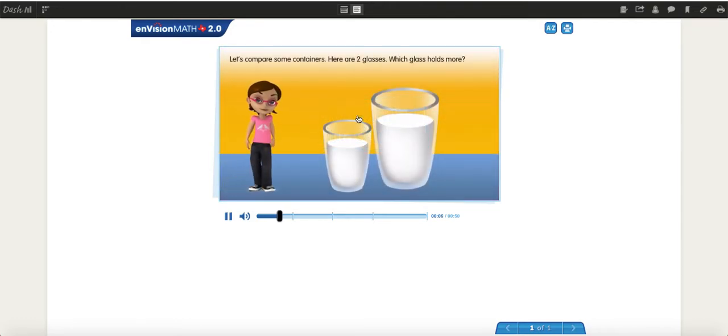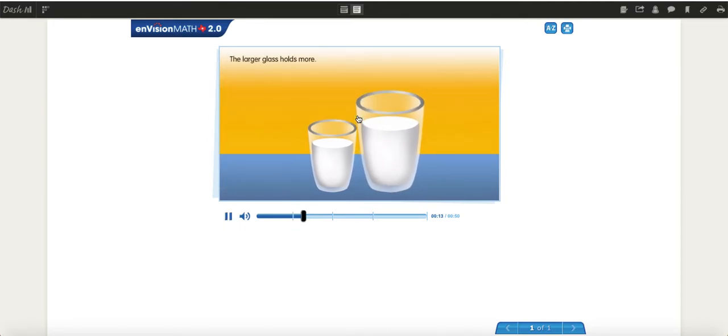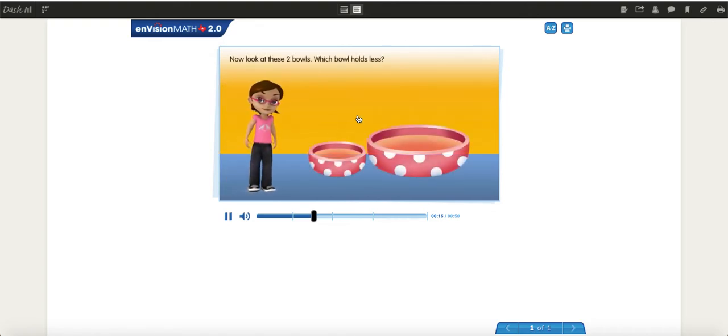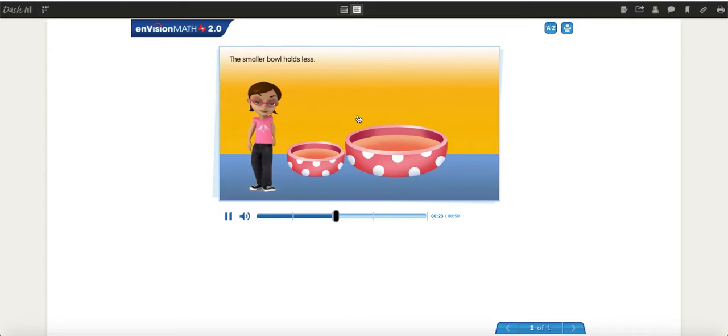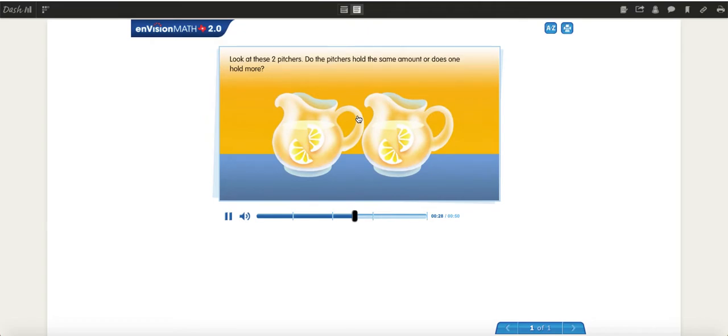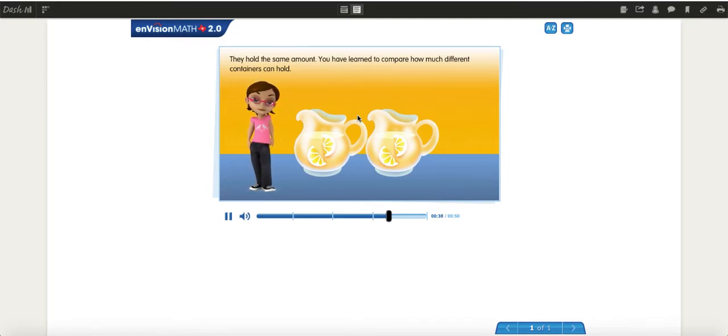Let's compare some containers. Here are 2 glasses. Which glass holds more? The larger glass holds more. Now look at these 2 bowls. Which bowl holds less? The smaller bowl holds less. Look at these 2 pitchers. Do the pitchers hold the same amount, or does one hold more? They hold the same amount. You've learned to compare how much different containers can hold.